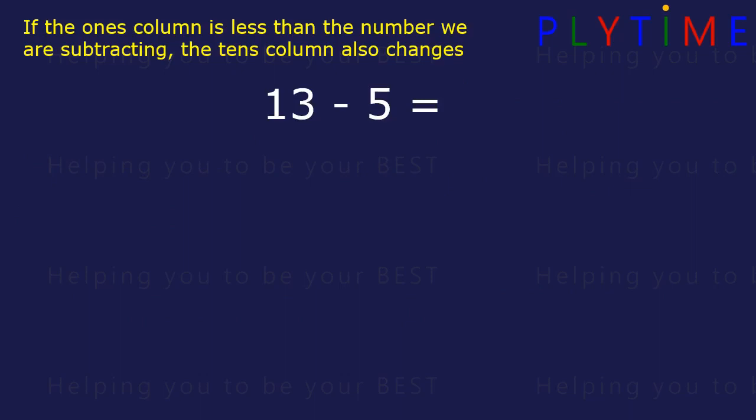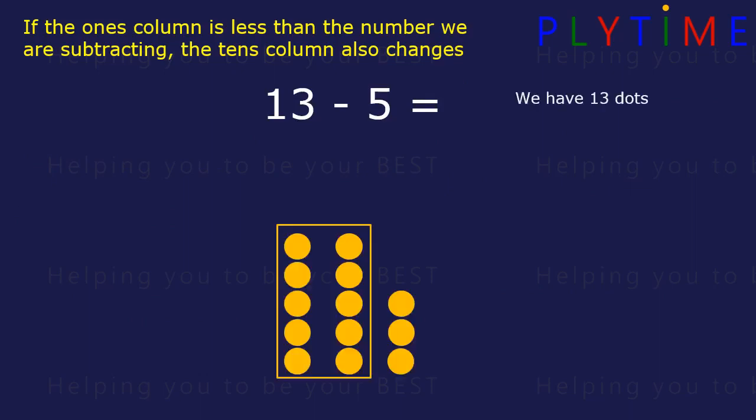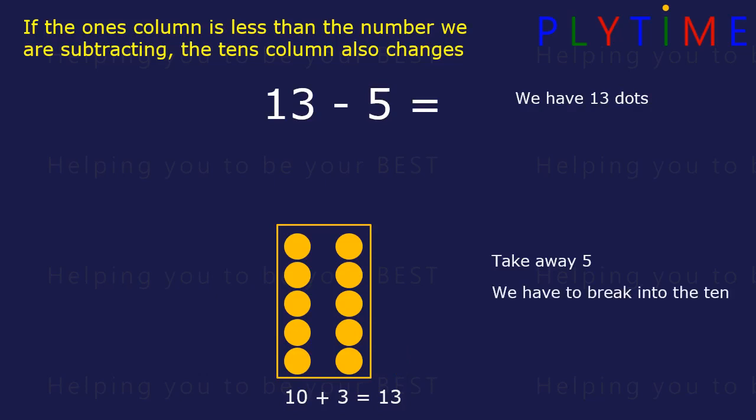So 13 minus 5. We have 13 dots, it's the same as 1 ten and 3 ones. Now we need to subtract 5. 1, 2, 3, and we need to break into the tens. 4, 5. We're left with 8. 13 minus 5 equals 8.